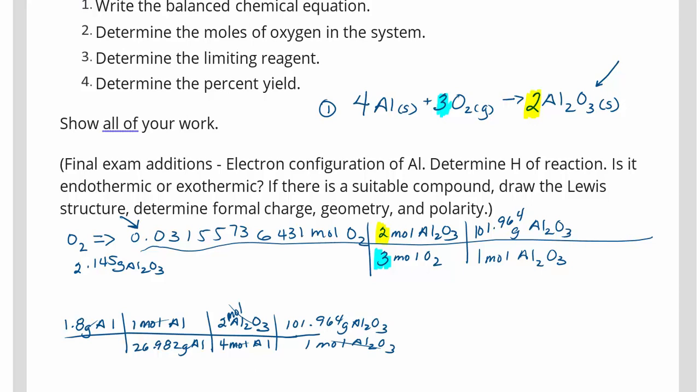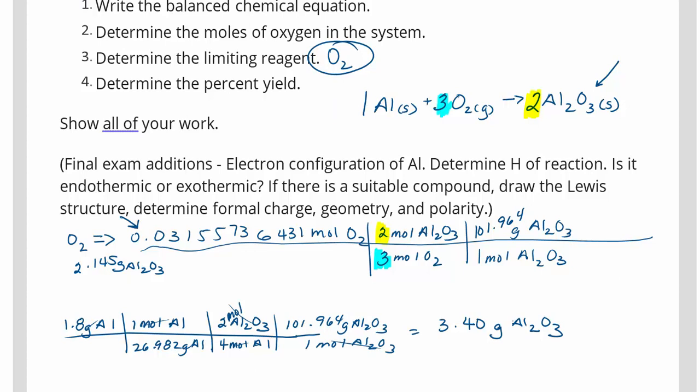And I get 3.40 grams of our product can possibly be made. That means that the oxygen is the limiting reagent in this problem. So what is the percent yield?